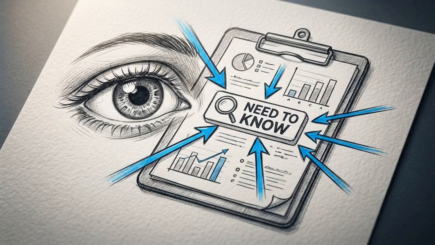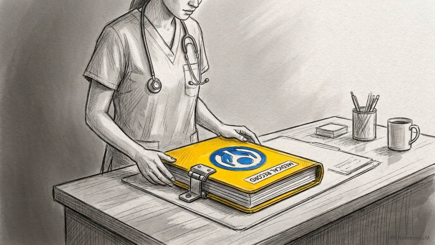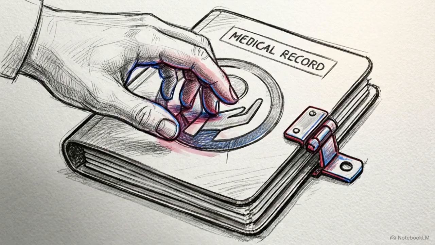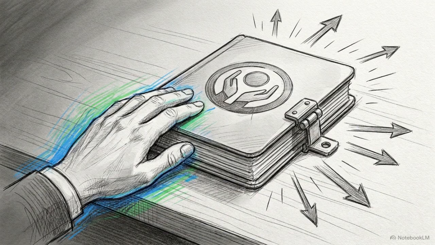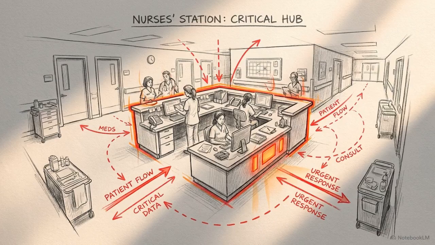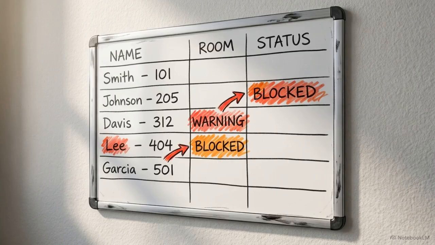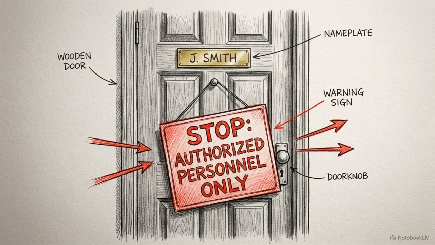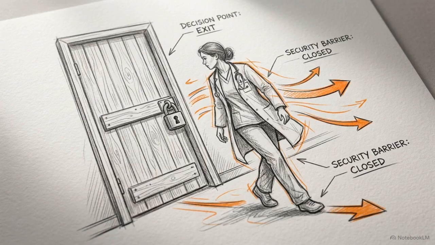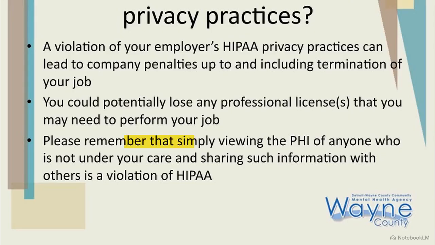Step 1 is mastering the need-to-know rule. Before you look at any resident's information, you must ask yourself if you actually need that specific data to perform your job. If the answer is no, stop right there. Consider a common scenario. You walk past a nurse's station and spot the name of a close friend's grandmother on the whiteboard. If she isn't under your direct care, looking at her file or going to her room is a strict legal violation. As the third bullet point on this slide outlines, simply viewing the protected health information of anyone who is not your patient breaks the law, even if you never tell a soul.